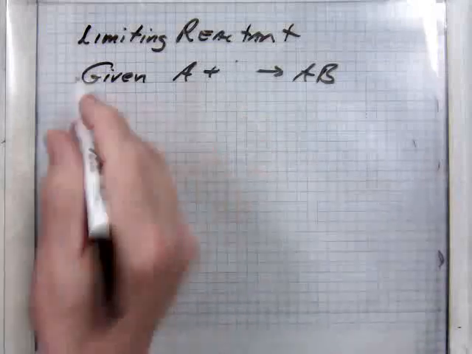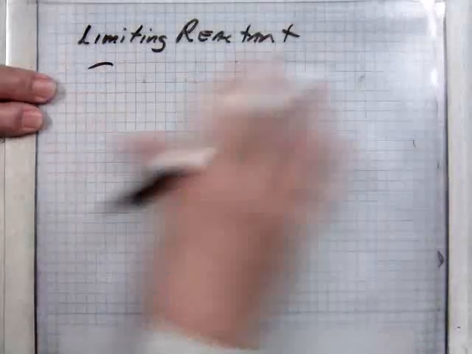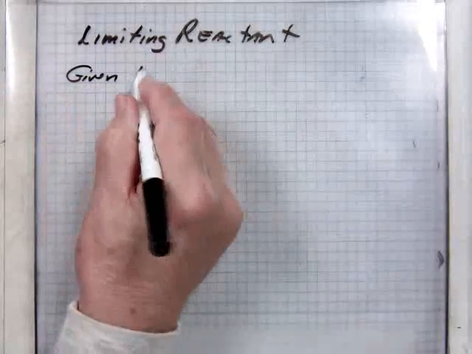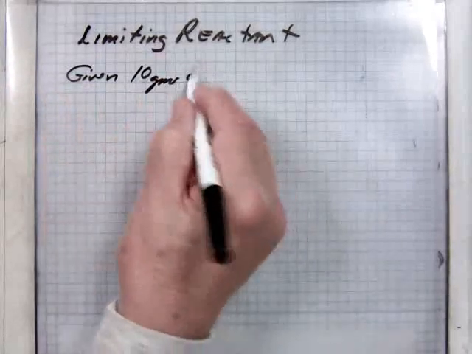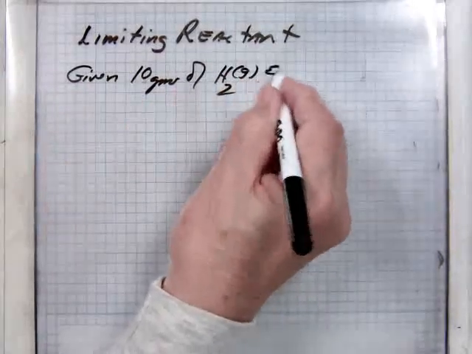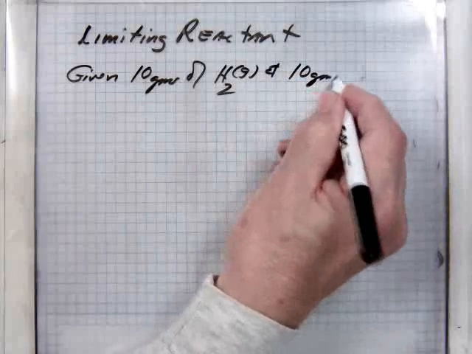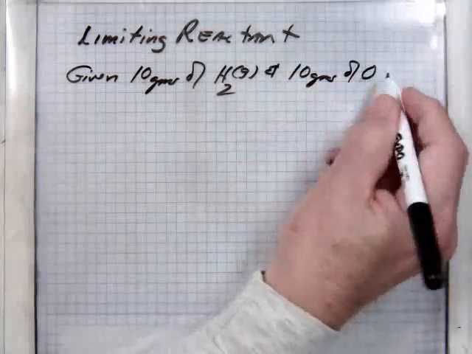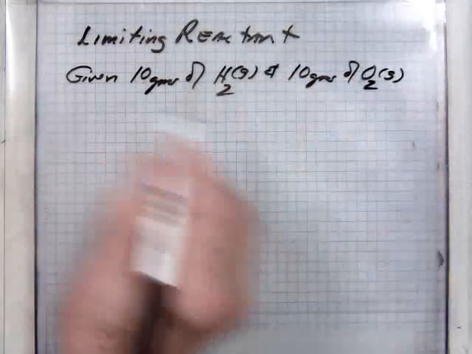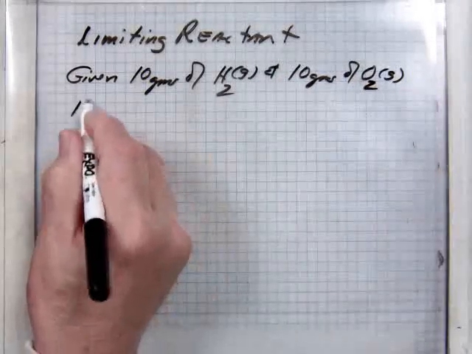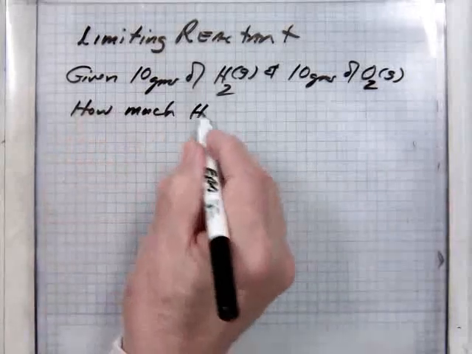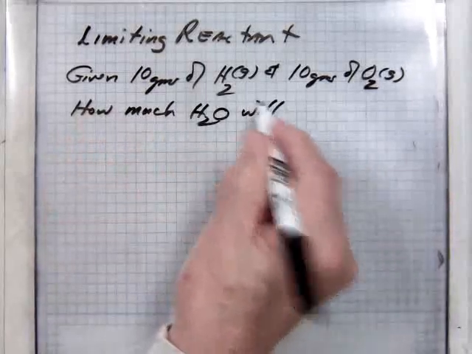Okay, let's see, you're given 10 grams of hydrogen gas and 10 grams of oxygen, O2 gas. How much H2O will form?